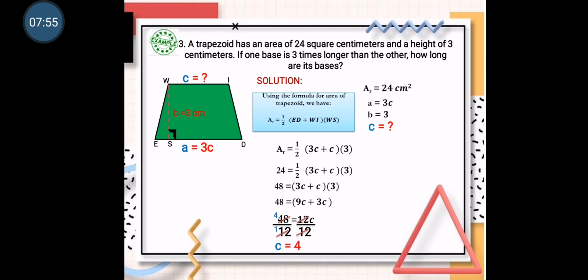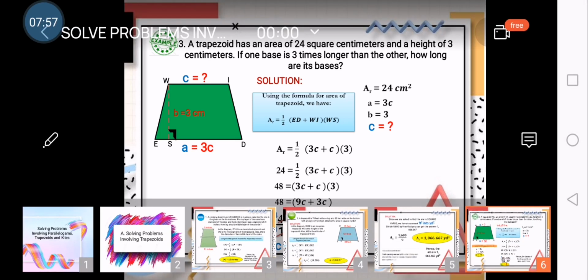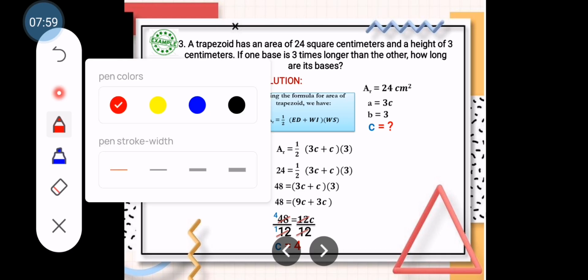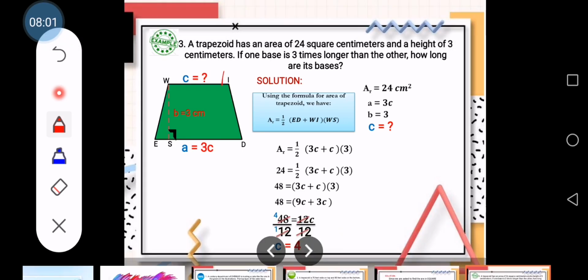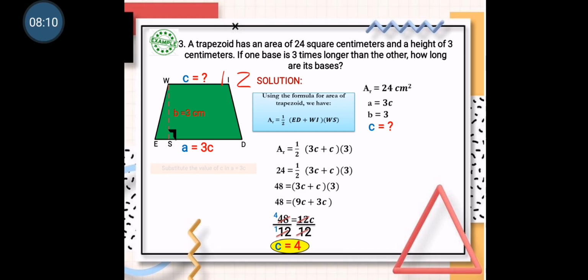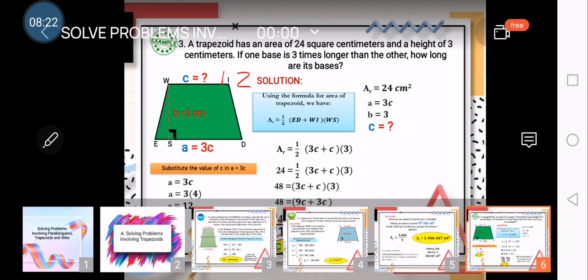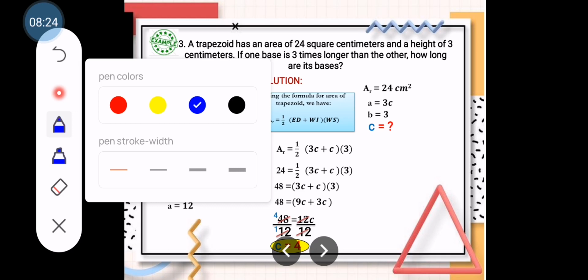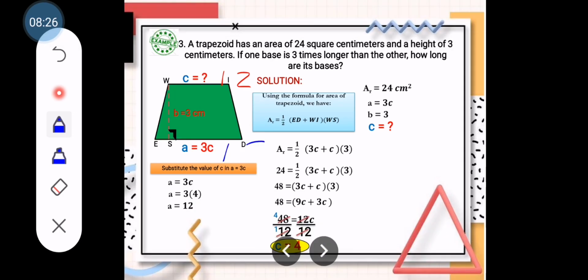Kaya po, yung shorter side natin is 12. Yan ha. So, ito ay 12. And then, since tatlong beses na mas mahaba daw doon sa shorter side ang ating side A, substitute. So, 3 times C, or the missing side, so that is 4. Kaya 3 times 4 is 12. So, therefore, ang side A natin, ang measurement po niya, ito is 12.